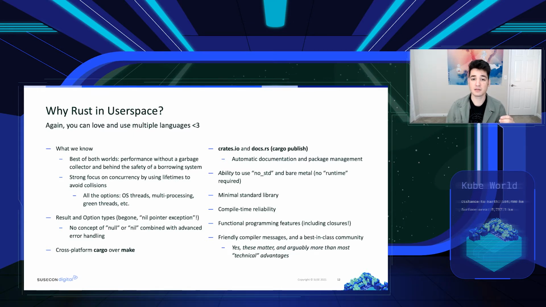The option type is a little more interesting, in my opinion. If you've ever seen a nil pointer exception in a Kubernetes controller, you'll love the option type, because there is no concept of nil and null in Rust.